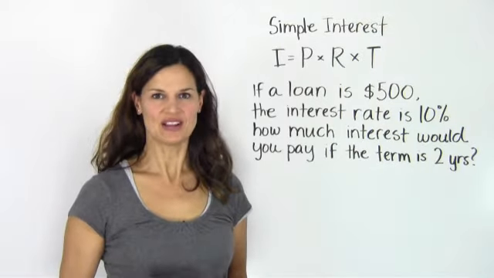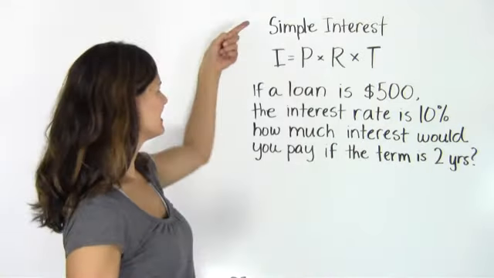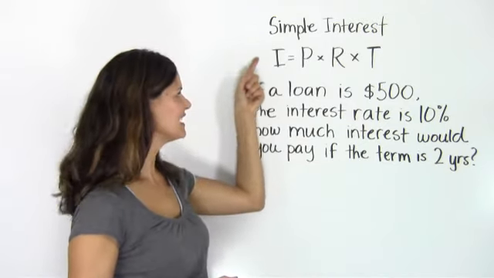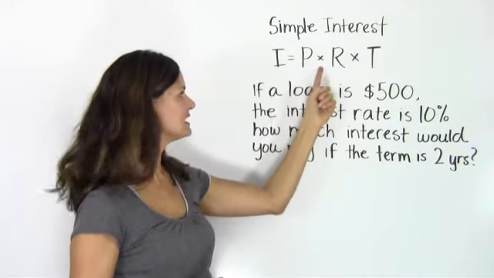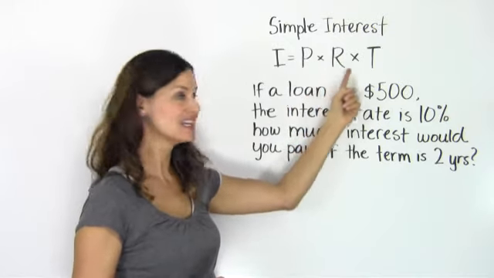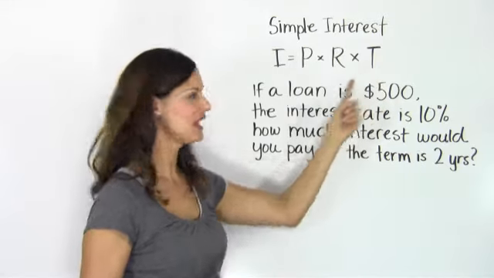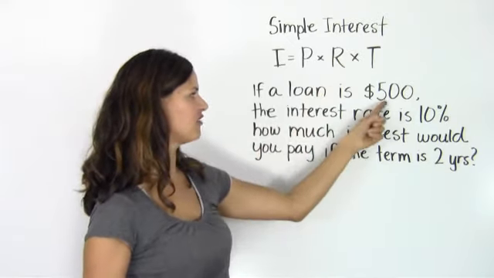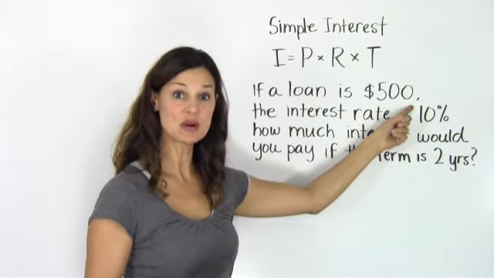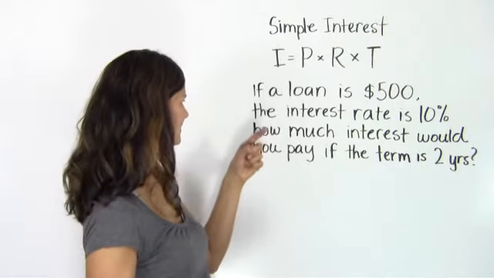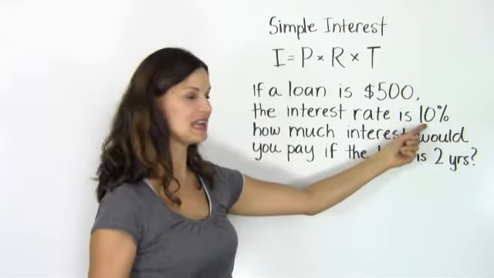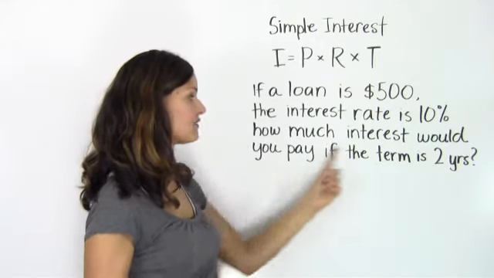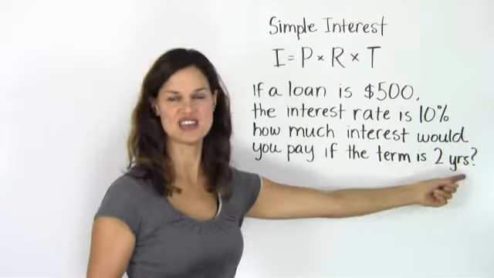Let's look at an example calculating simple interest. First of all, I want to look at my formula for simple interest. It's going to be my principal times the interest rate times the term. So here's an example of a problem. If a loan is $500, that's my principal, the original amount loaned. The interest rate is 10%. How much interest would you pay if the term is 2 years?